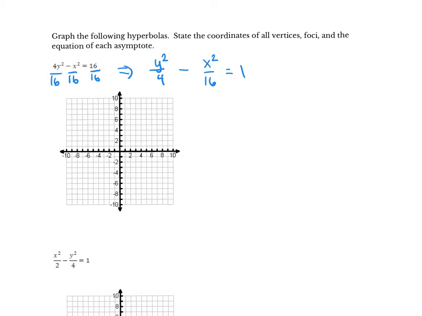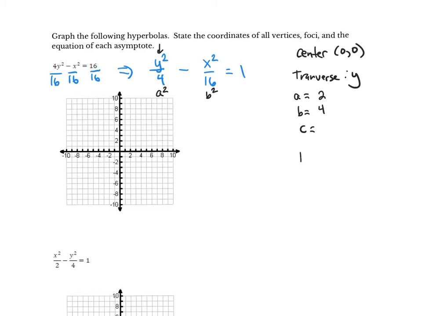So now a couple of things we know. We know its center is 0, 0, because there's nothing in the x or y. The transverse axis in this case is the y-axis, because the y comes first. And then as far as A, B, and C, we know A is 2, because remember, A squared always comes first, and we know B squared is 4.